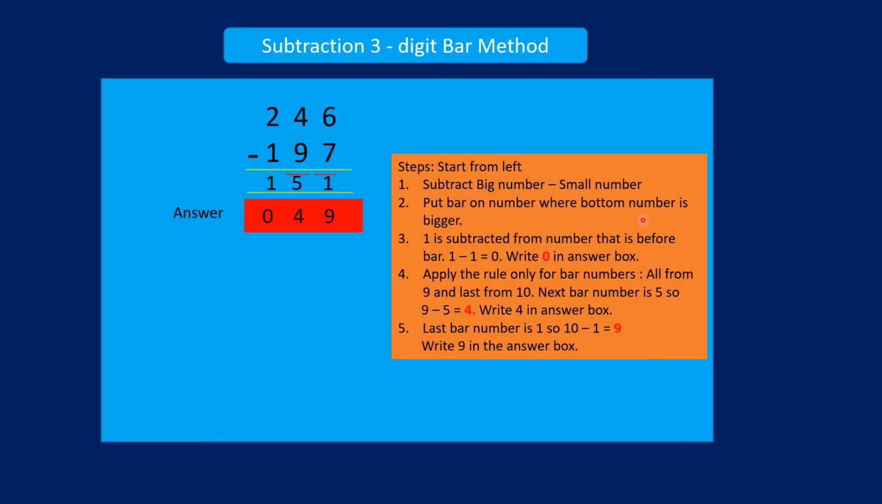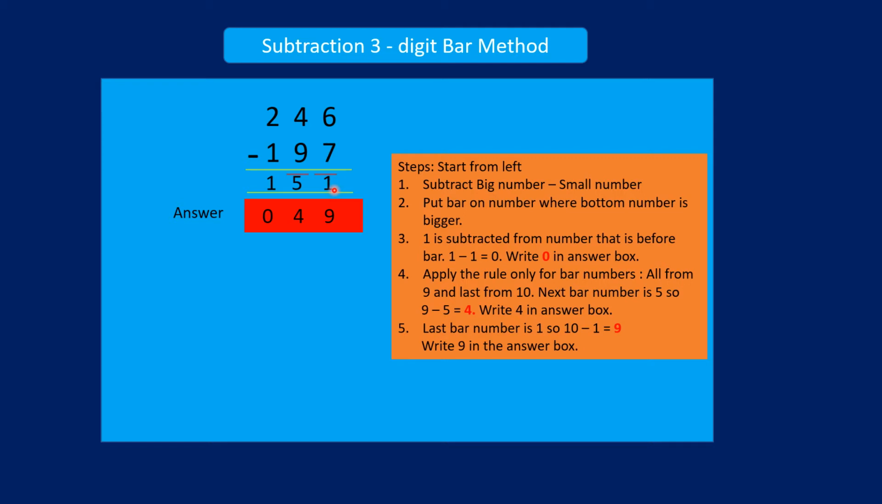Put a bar on the number where the bottom number is bigger. So here 9 is bigger than 4 and it is at the bottom. So we put a bar on 5. Again 7 is bigger than 6. 7 is at the bottom. We put a bar on number 1.